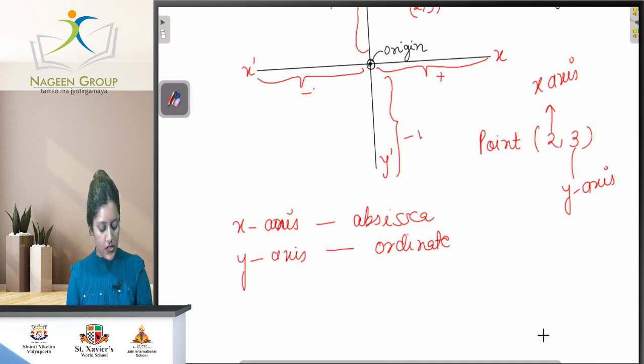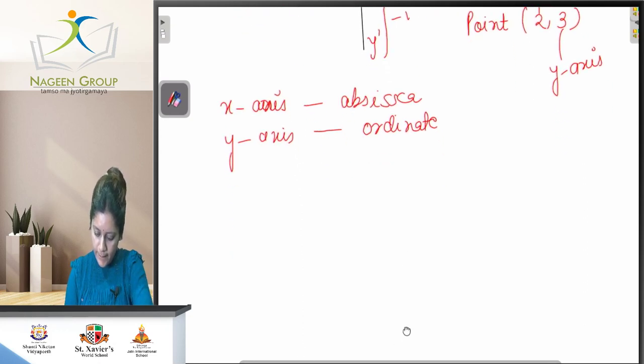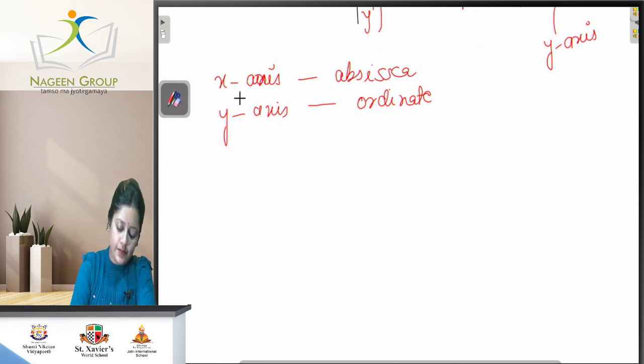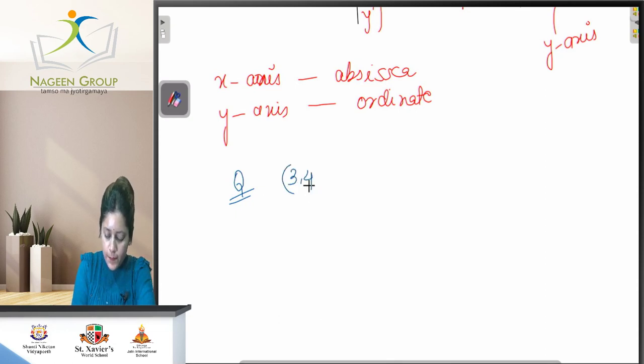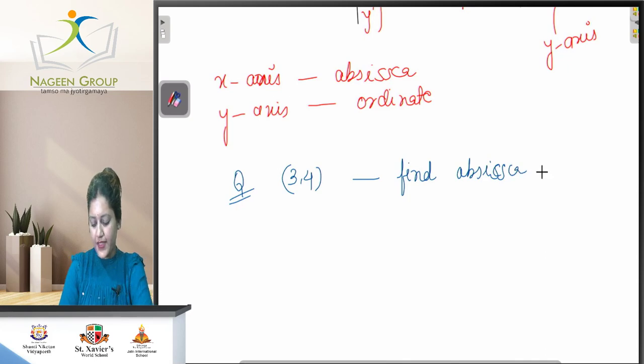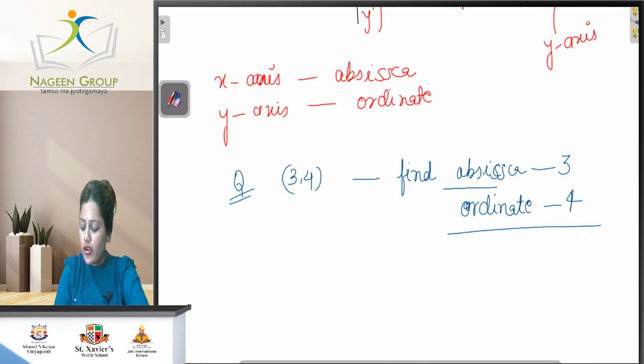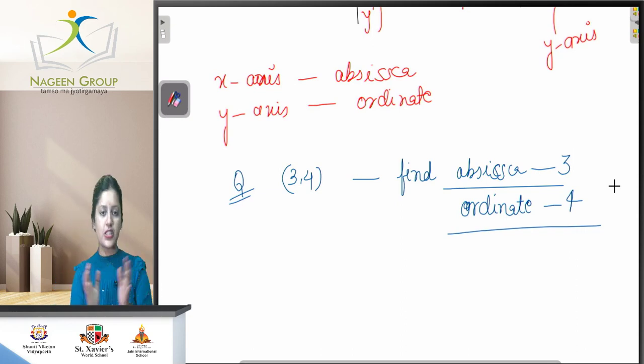Next, if there is any point like, the question asks 3, 4, find the abscissa. So what is it? It is 3, while the ordinate is 4.